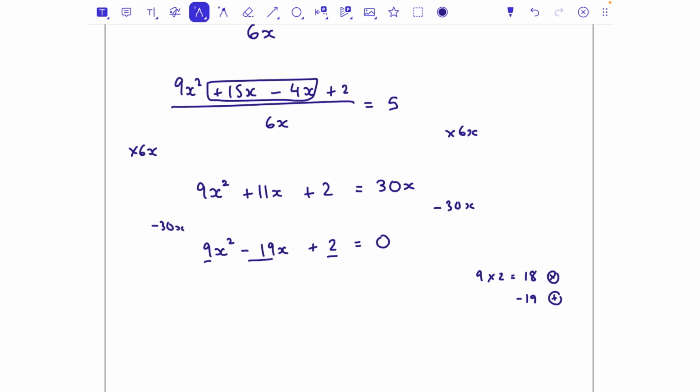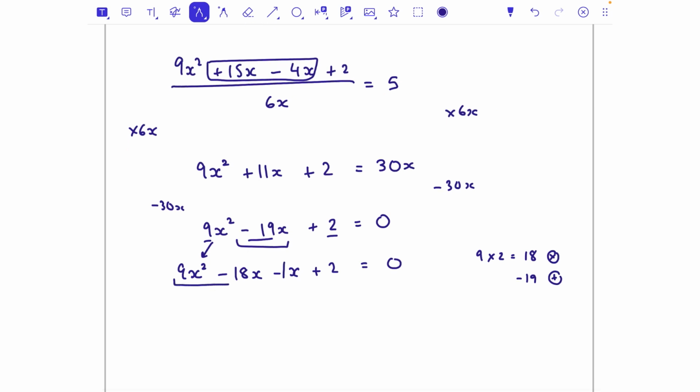And that's going to be minus 1 and minus 18, so that they add to make minus 19, but they multiply to make positive 18. So then I'm going to split the middle into those two values. So 9x squared still goes here, minus 18x minus x, add 2 equals 0. So I've split the middle. You can put 1x if you find it helpful. And then I'm going to factorise these two parts and factorise these two parts.